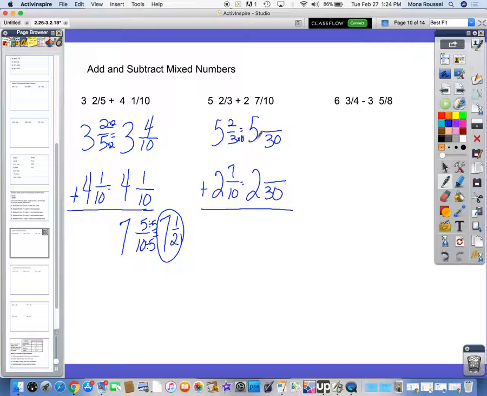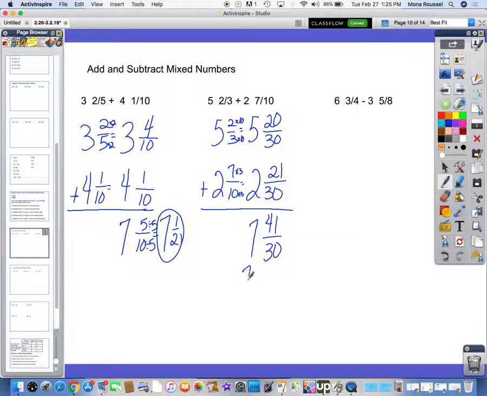And 3 times 10 gives us 30, 2 times 10 would give us 20. 10 times 3 is 30, 7 times 3 would give us 21. So now we add these. We add the fractions, which gives us 41 over 30. And we add the whole numbers. 5 plus 2 is 7. Then when we ask, is it improper? Yes, 41 over 30 is improper. So we need to fix it.